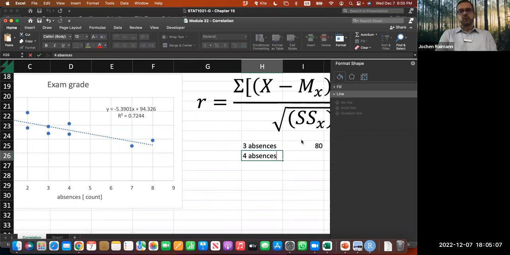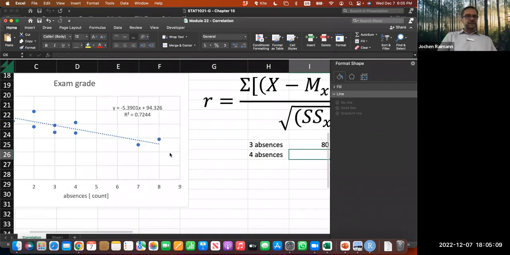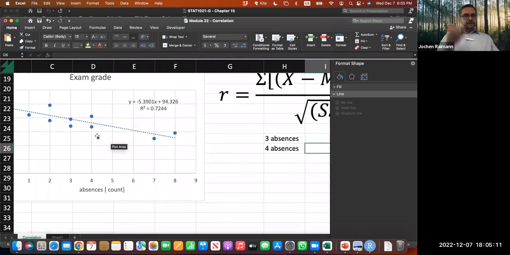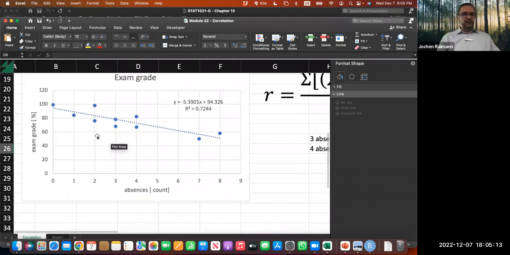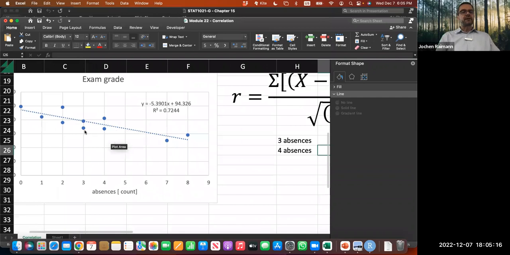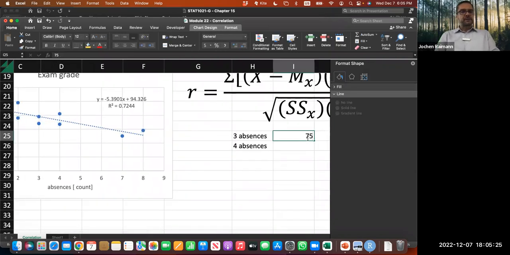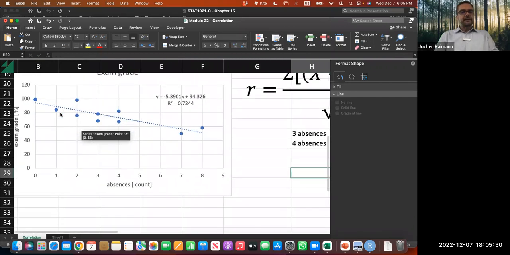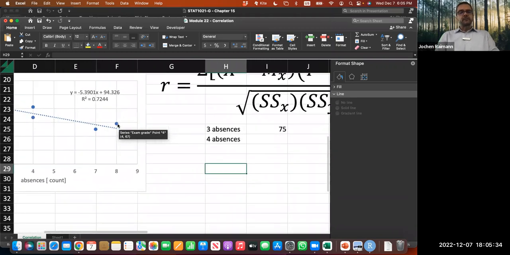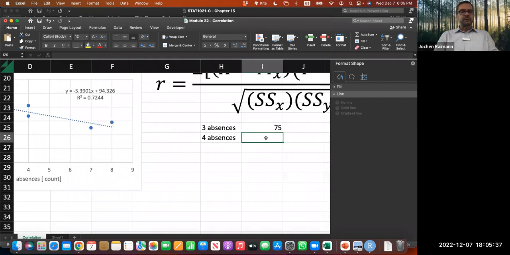We're just eyeballing this. Let's see, at 4 absences, no, that's actually a little lower. Let's do 75. That's the average between that one and that one. Let's say it's 75 for 3 absences. Now we do 4 absences. That's 80 and 68. So 80 and 68, that would be, yeah, let's do a little lower. Let's say it's 73.